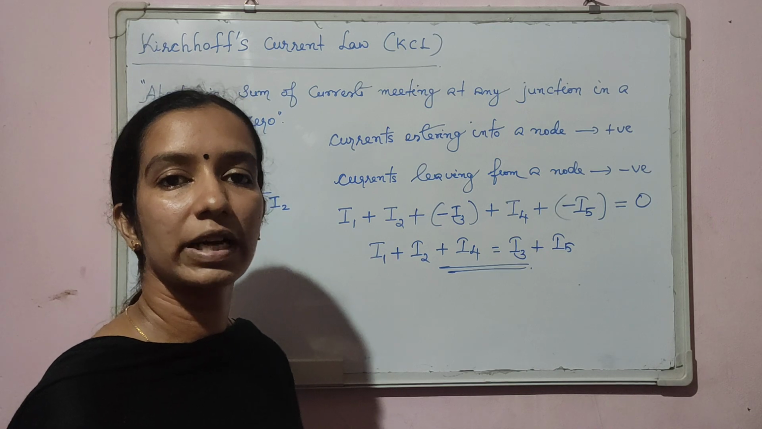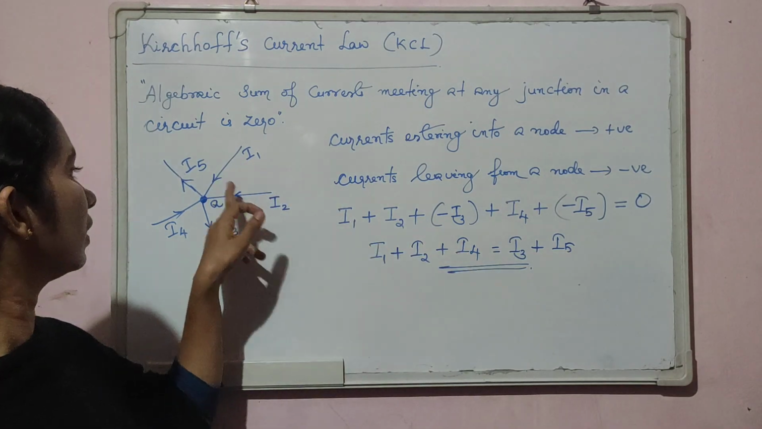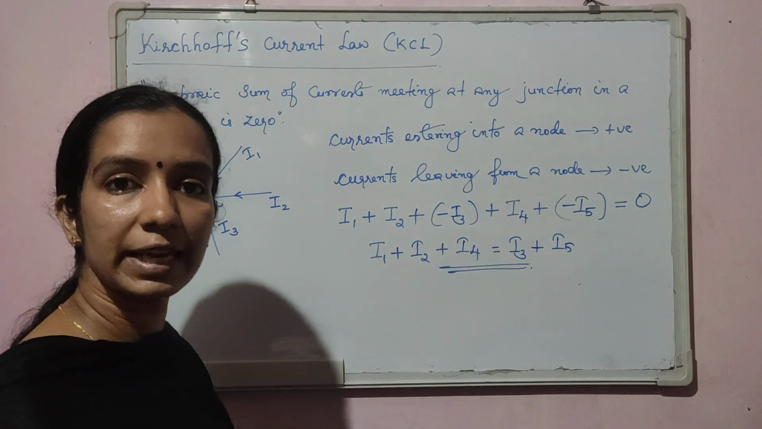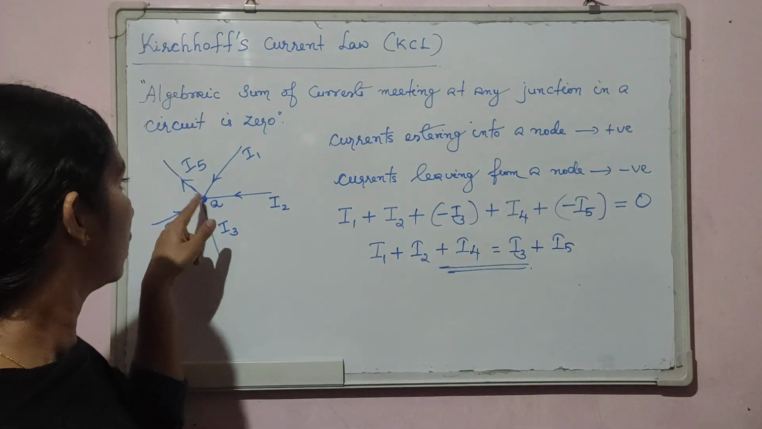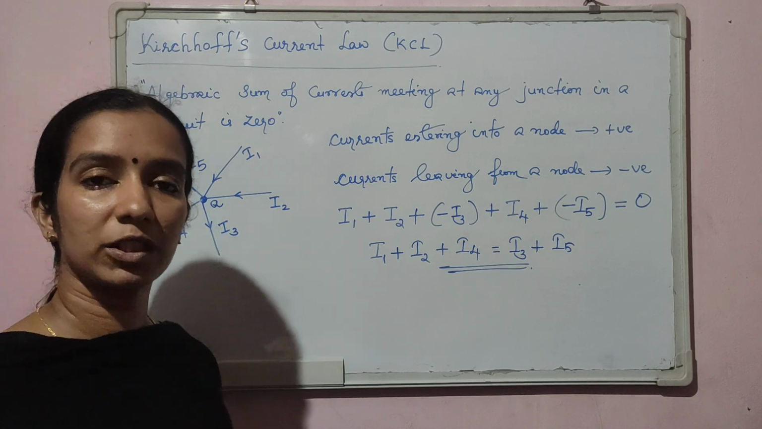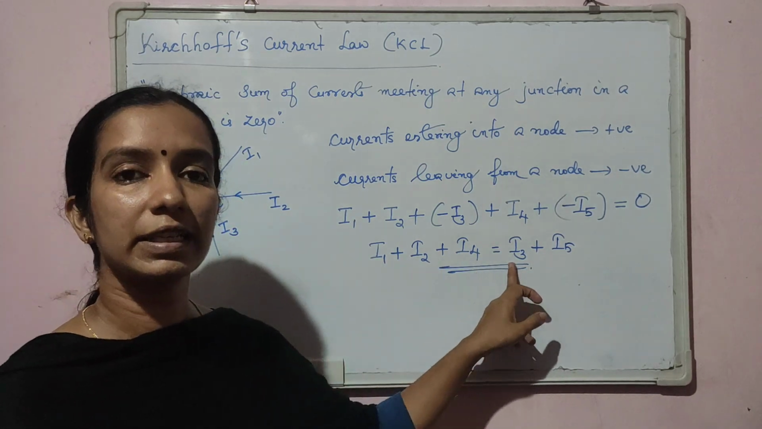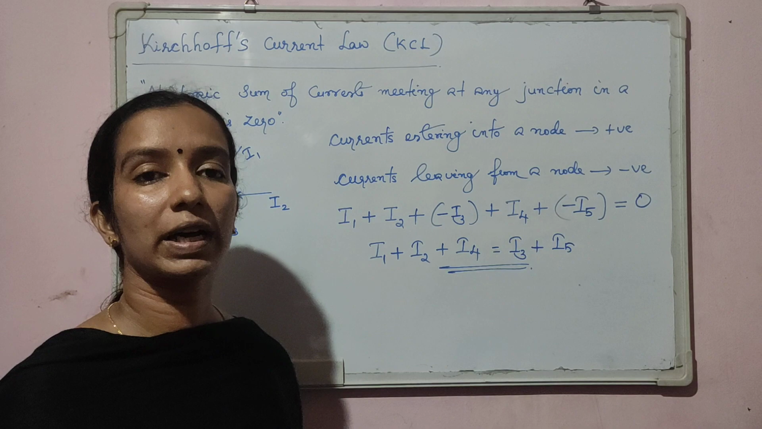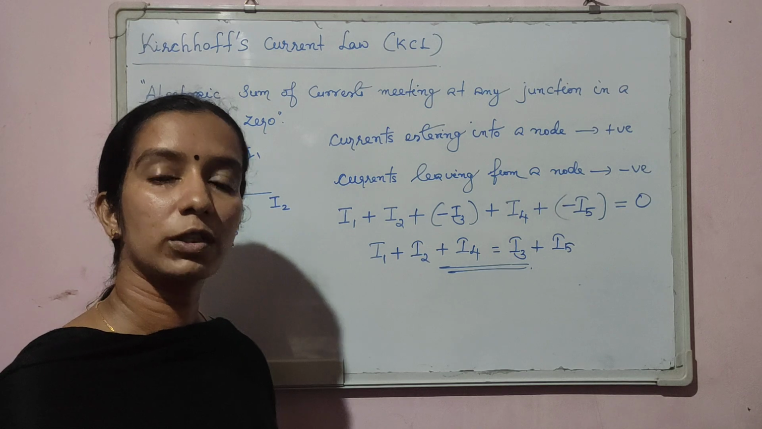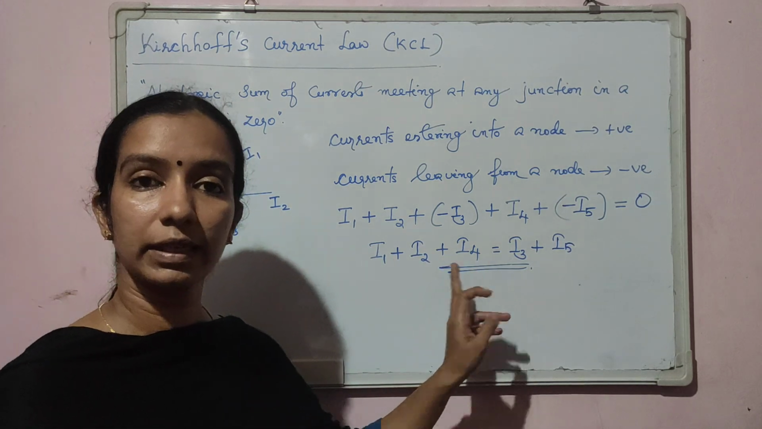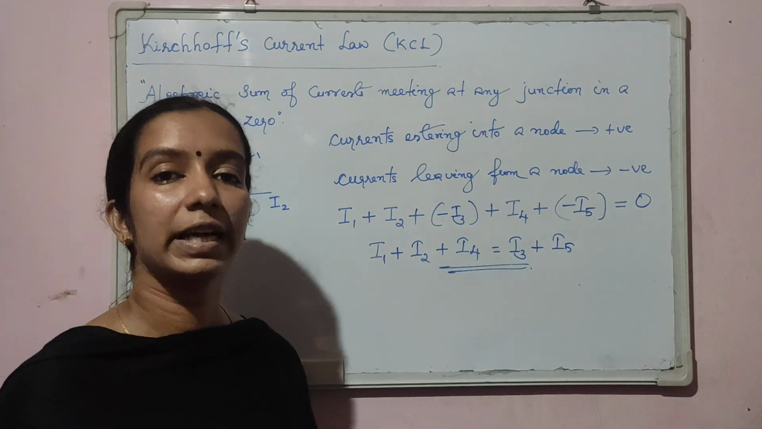Using this equation, we can state Kirchhoff's current law in another way. See here, I1, I2 and I4 are currents entering into the junction, and I3 and I5 are the currents leaving from the junction. So this can be stated as: the sum of currents entering into a junction in a circuit is equal to the sum of currents leaving from that junction.